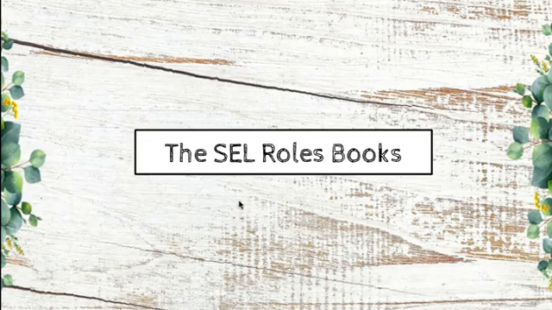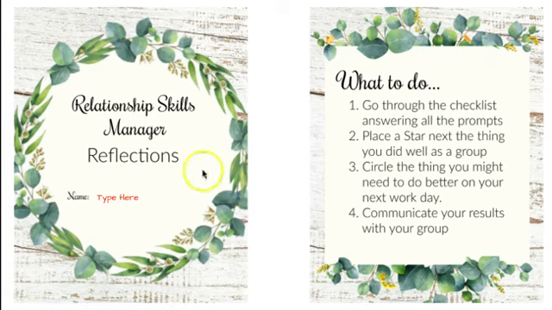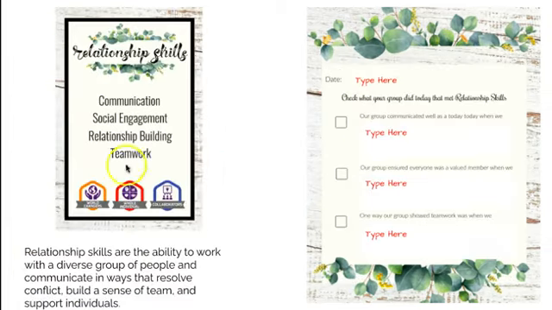Taking a quick look at the SEL Roles book, this is the Relationship Skills Manager. It just gives directions on what I wanted them to do. So each day there was a couple prompts. The prompts were the same every day. They needed to identify a goal and something that they did well with their group. So here is some common indicators of relationship skills, and then just some things that their group did.